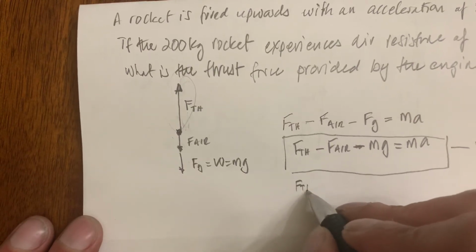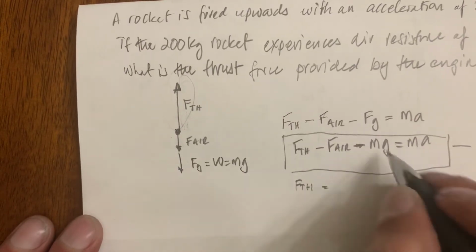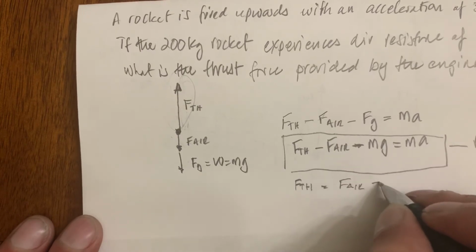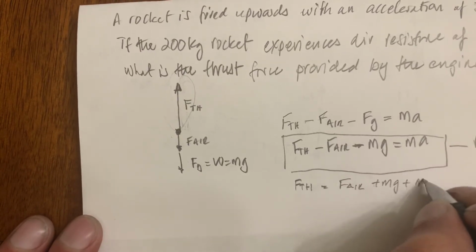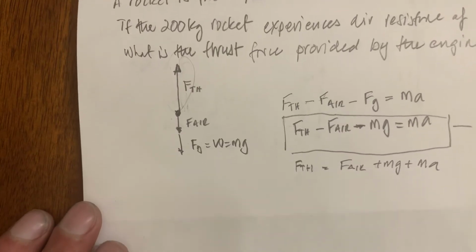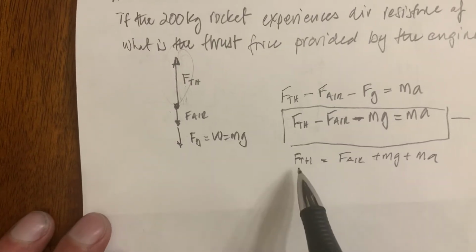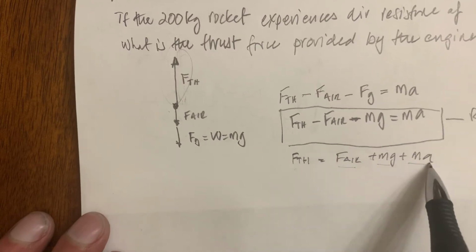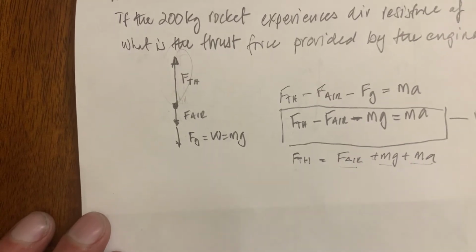And so now, all I do is I solve for the thrust first. So FTH is going to equal, I'll take those two to the other side, F air plus mg plus ma. And you've got to think about this. It makes sense that the force of the rocket should be greater than the force of air resistance and gravity, plus be able to give it this boosty acceleration.